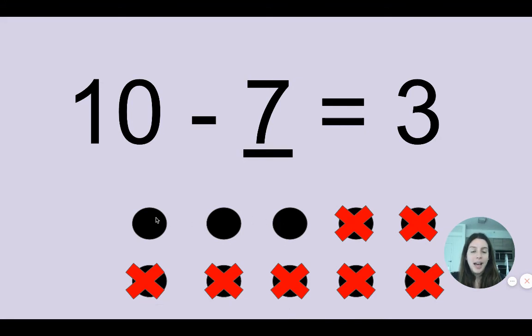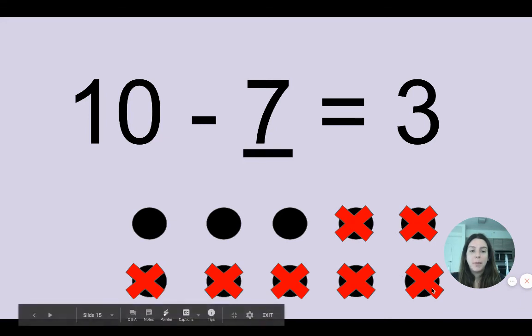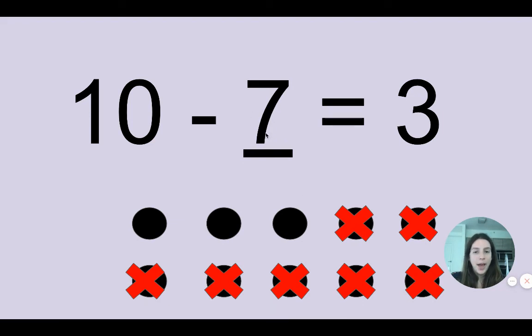And now I can count how many circles have an X in them. 1, 2, 3, 4, 5, 6, 7. The answer is 7. There were 7 birds that flew away. So I was correct the first time, but double checking is very important.